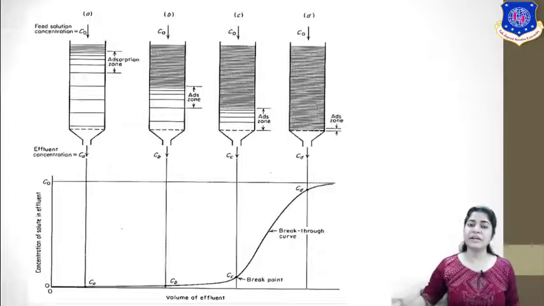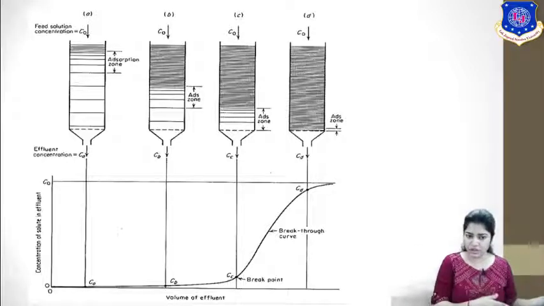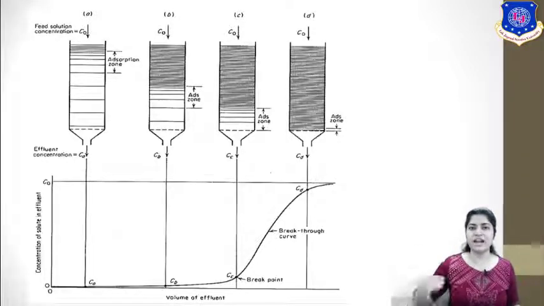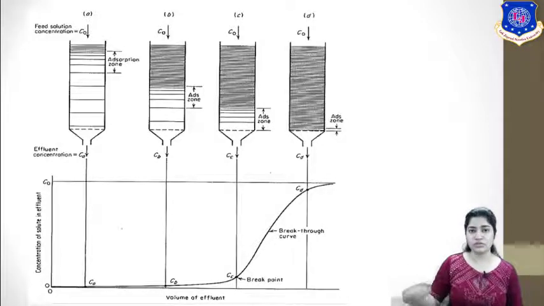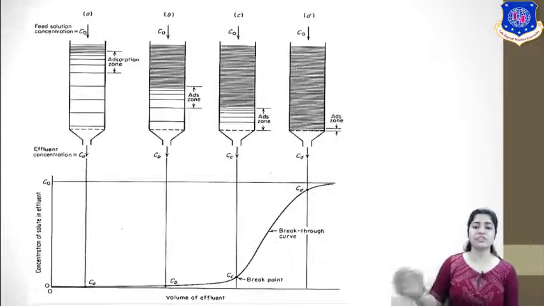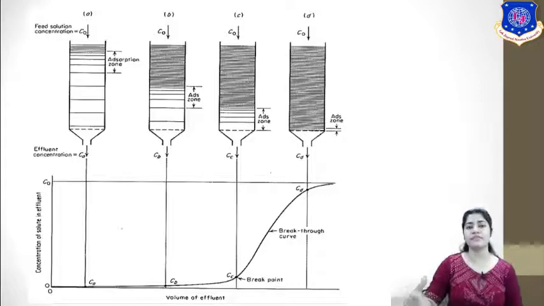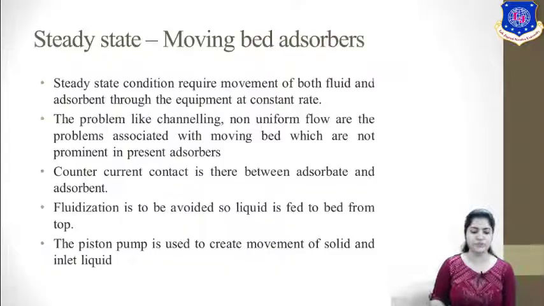So what will happen now? The concentration of solute will be increasing in your effluent because it is not able to get adsorbed on the adsorbent. Hence at point C, that is your break point, the concentration of solute will increase, and at point D the concentration of solute is maximum because it shows that your whole bed of adsorbent is saturated with your solute. So now the next topic is the steady state moving bed adsorber.